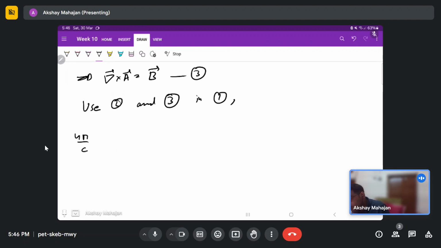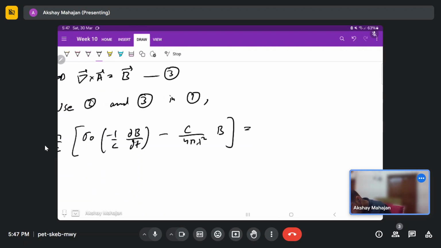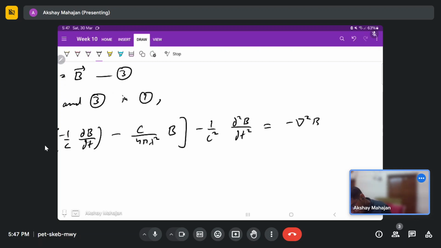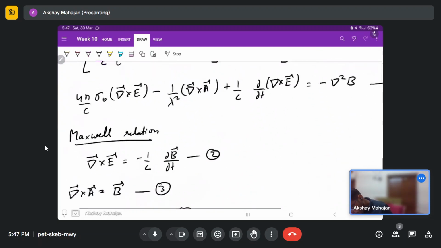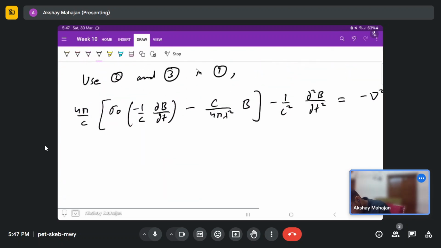So we get 4 pi C times sigma naught minus 1 by C del B vector by del T minus C upon 4 pi lambda square times E vector. Let me just put it as B instead of the E vector, and put this one as B only. And then minus 1 by C square del square B by del T square, that will be equal to minus del square B. Or maybe just keep it as B vector for now.